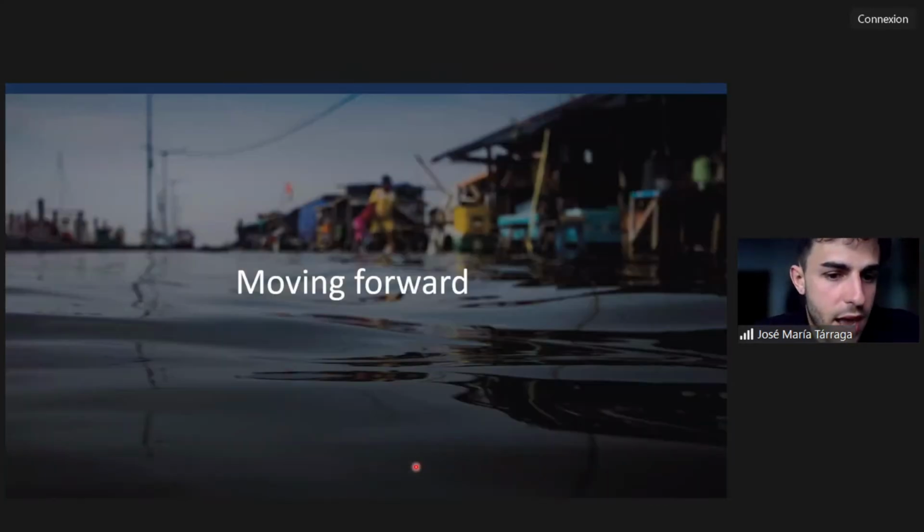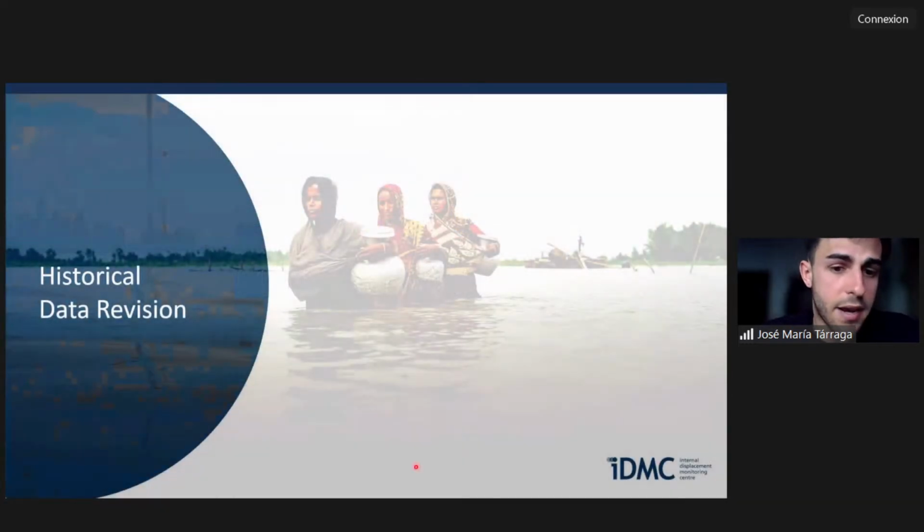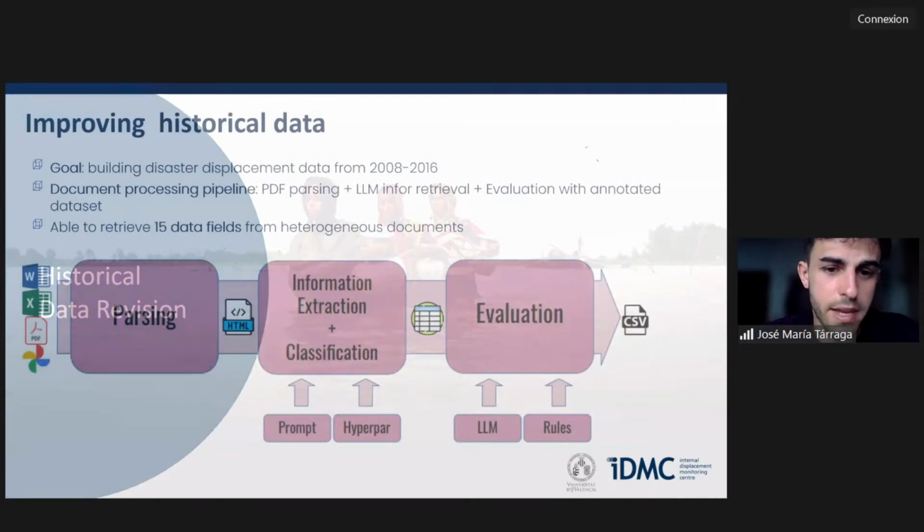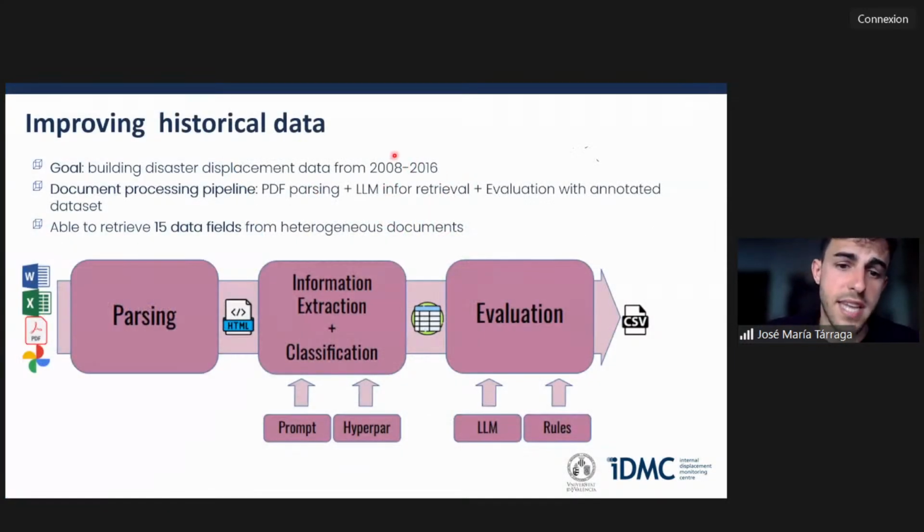So I'm going to talk very briefly about how we at IDMC are moving forward towards improving these databases and improving the characterization of the impacts of disasters on populations worldwide. One of the projects is the historical data revision. This is basically because all the displacement data between 2008 and 2016 is not in good shape to be delivered to the user.